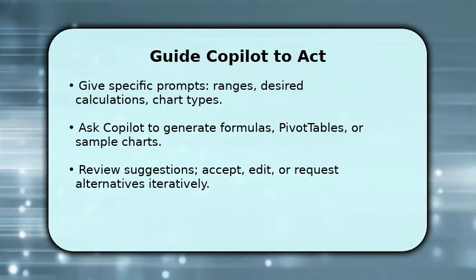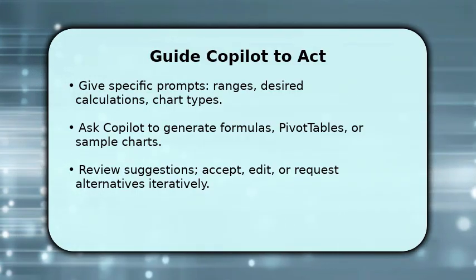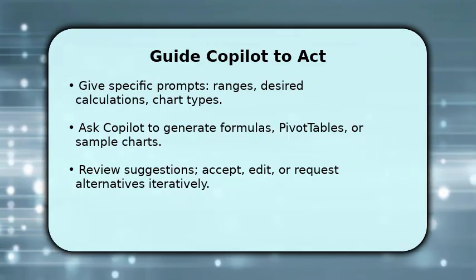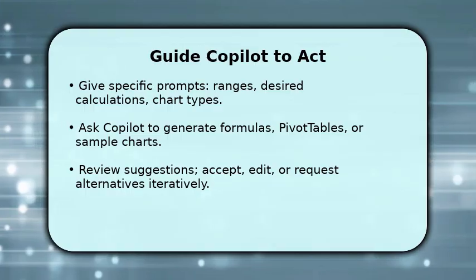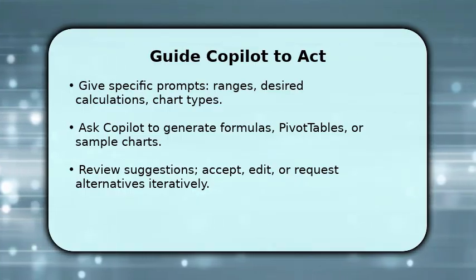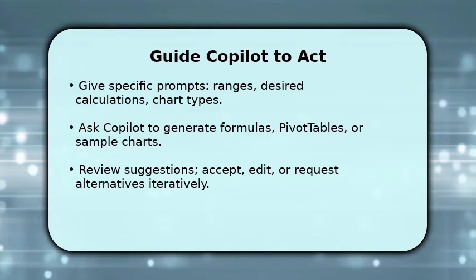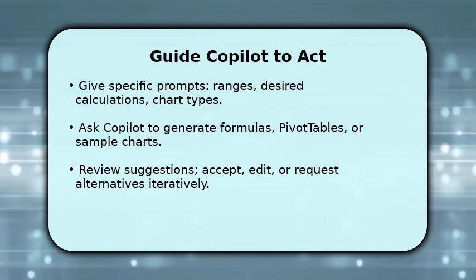Make sure to inspect cell references and named ranges because small mismatches cause errors. If a suggestion is off, ask for alternates or refine the prompt with boundary rows or aggregation rules. Iterate until outputs match your intent, then lock those changes.